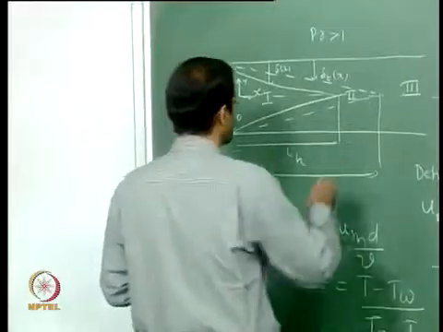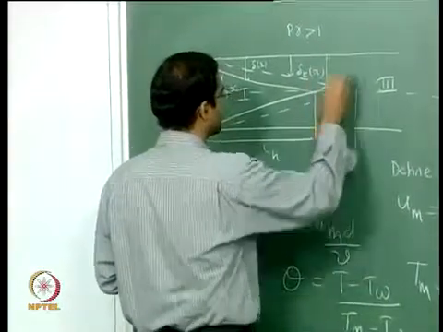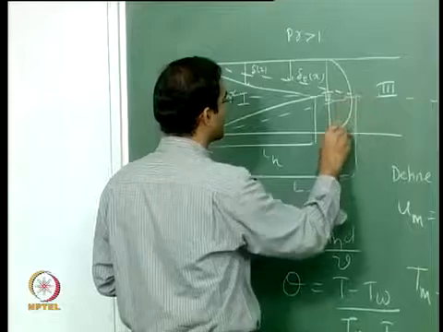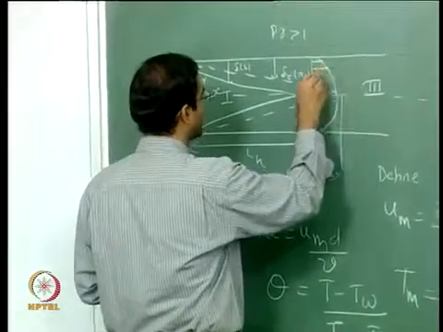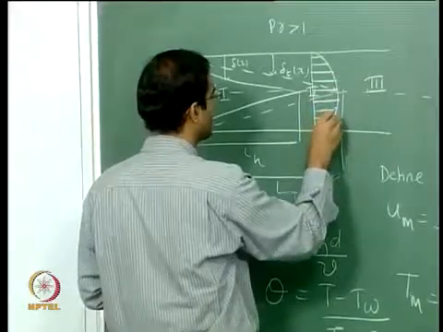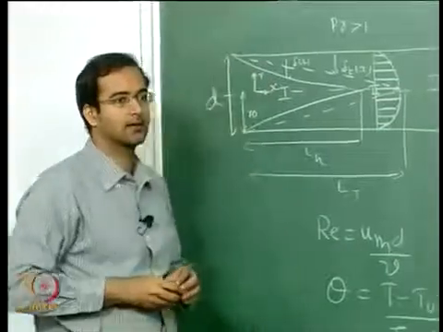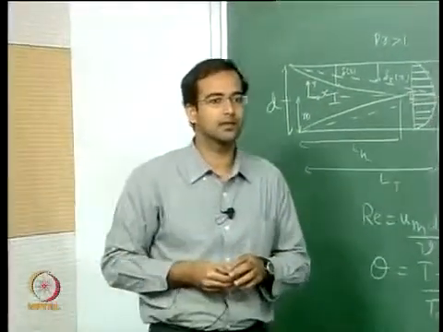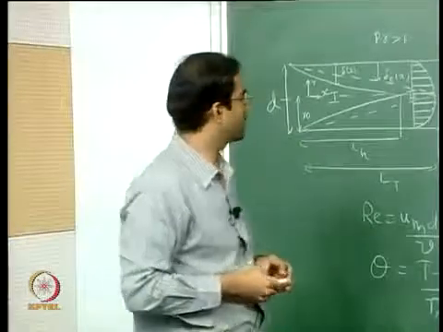Also the velocity profiles, if you draw them somewhere downstream of region 2, you will find that they take the shape of a parabolic velocity profile. So how do we know that this is parabolic? We will derive it from the basic equations. We will show that it's a parabolic profile.